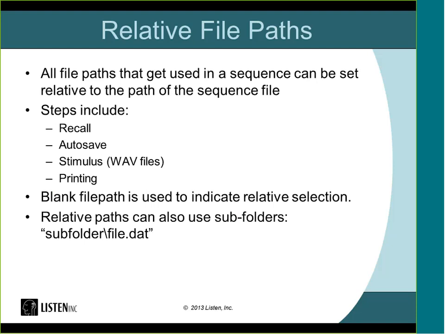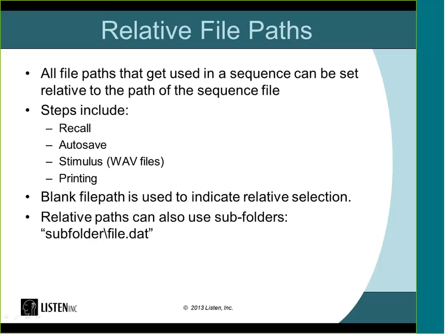With the relative paths, we can also use subfolders. So you can enter a subfolder and then put your file name. You can even have multiple levels of subfolders that are used with this relative path. So in this way, you can contain everything that you need for your sequence, any files that get recalled, any WAV files, put your autosave folder, everything within the same folder as the sequence, and just move that around. Everything will be self-contained, and everything will be very portable.